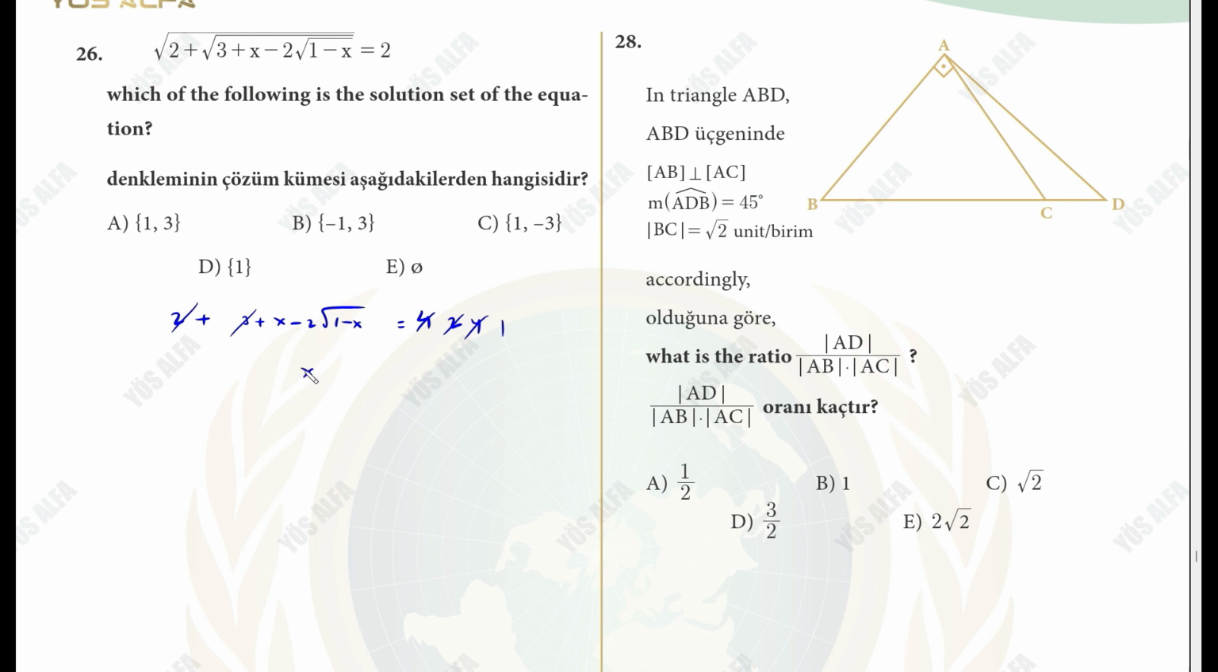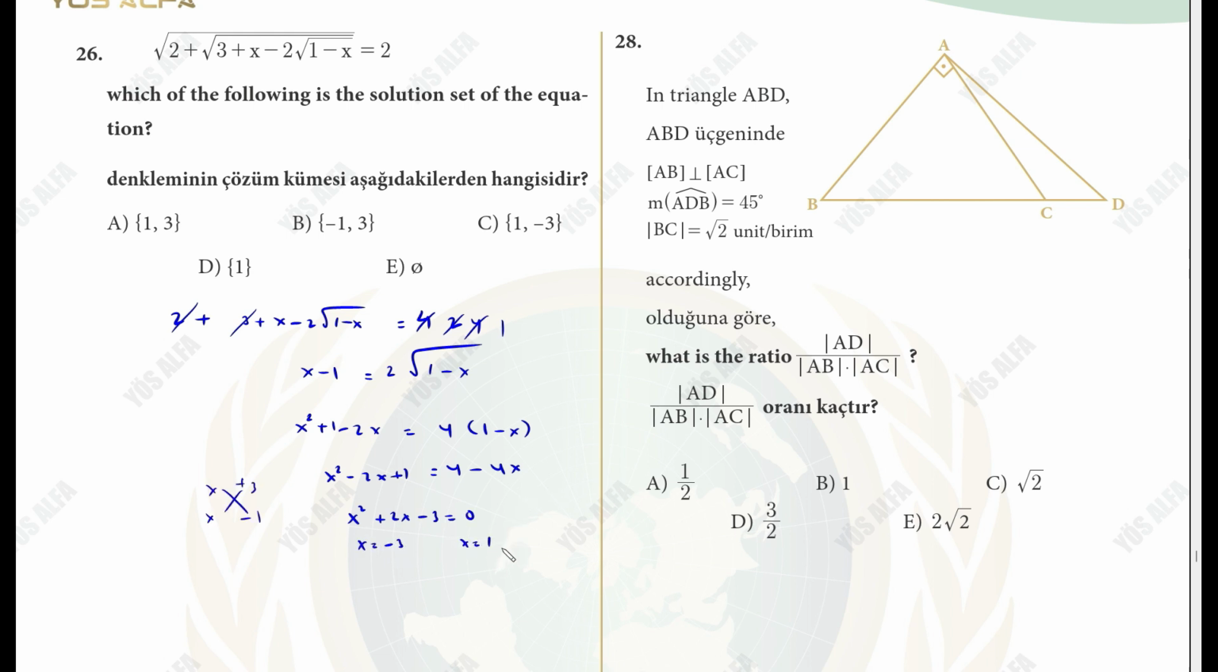Rearranging this equation, we have x minus 1 is equal to 2 square root of 1 minus x. Squaring both sides, we have x squared plus 1 minus 2x is equal to 4 times 1 minus x. So 4 minus 4x is equal to x squared minus 2x plus 1. From here, we have x squared plus 2x minus 3 is equal to 0. So we have x is equal to minus 3 or x is equal to 1.